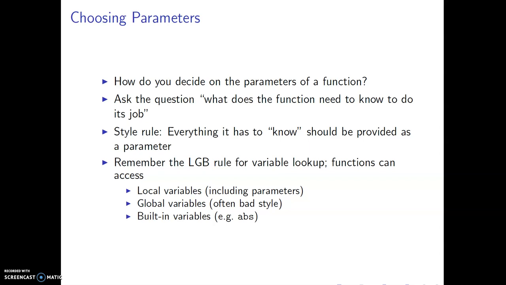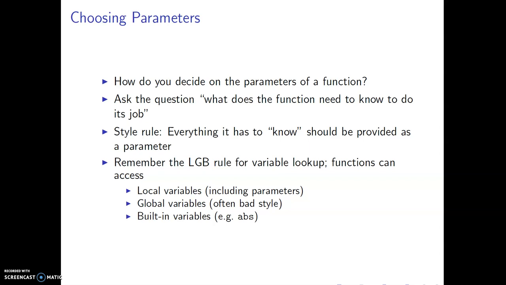So you ask the question, what does the function need to know to do its job? And I would even make that a little broader: what does it need to know, and what is changeable from one call of the function to another? That's usually where I get hung up. I'll put something in and realize, oh, I can't always assume I'm going to use this value for tau. I might want to change tau from time to time. A style rule: everything it has to know should be provided as a parameter. That's a good style rule for any programming language.